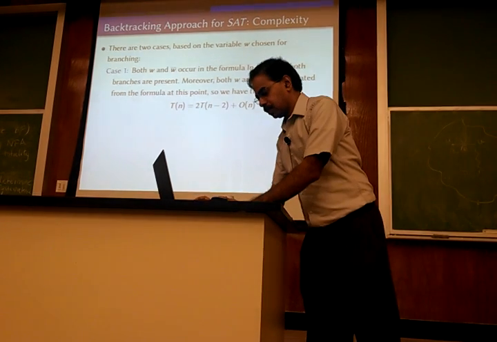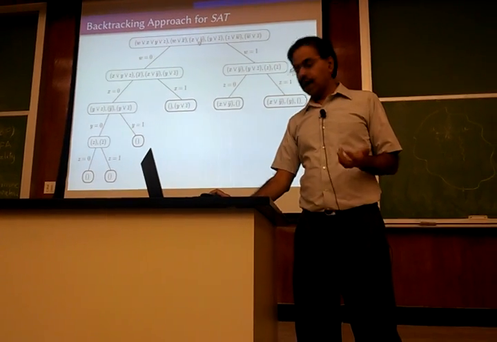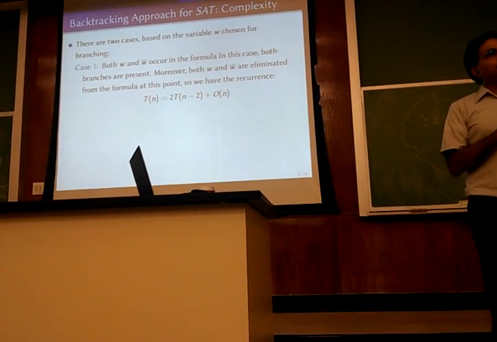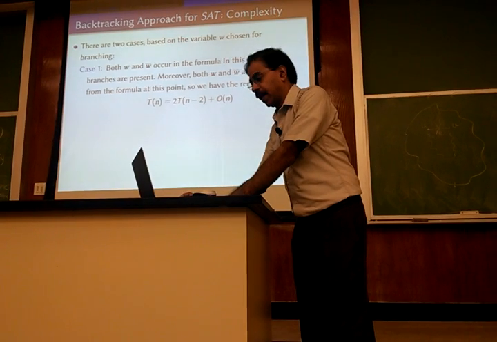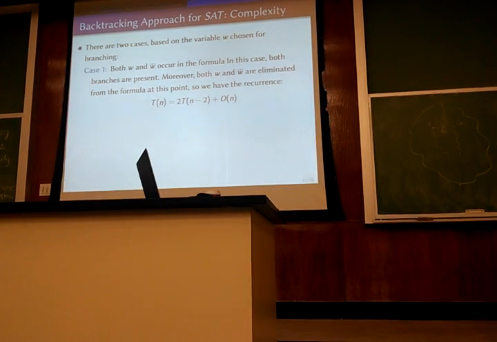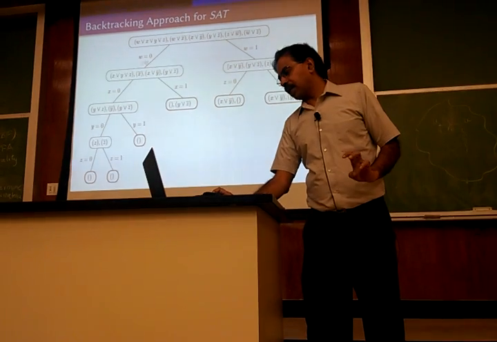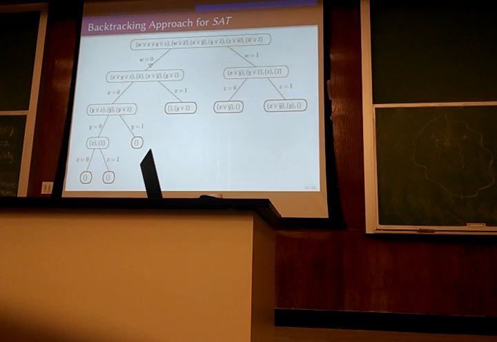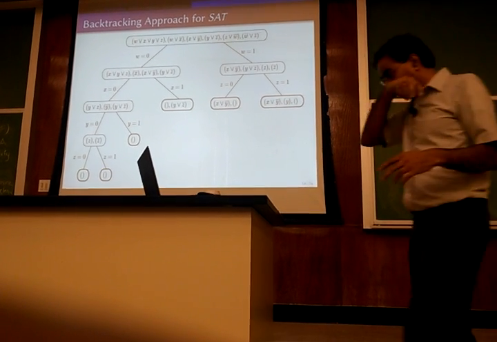In here, both W and W bar occur, which means that I need to go down both branches. If only one of them occurs, that's case 2. If both W and W bar occur, then in both branches we eliminated W, so we are able to eliminate one of the variables. Instead of having n variables to start with, now the subproblems have n minus 1 variables, right?